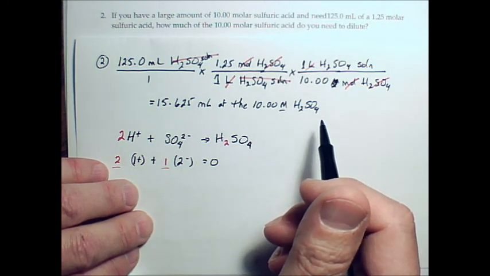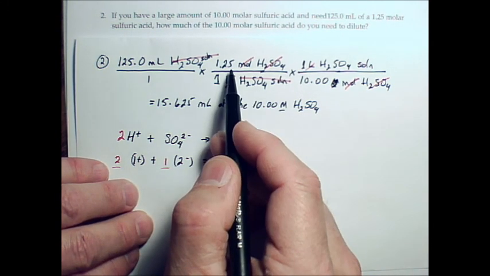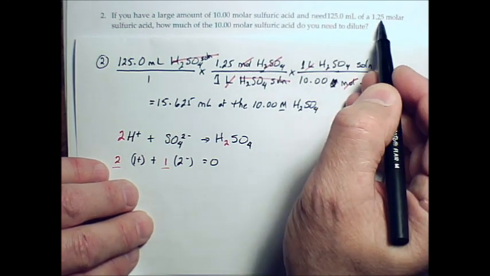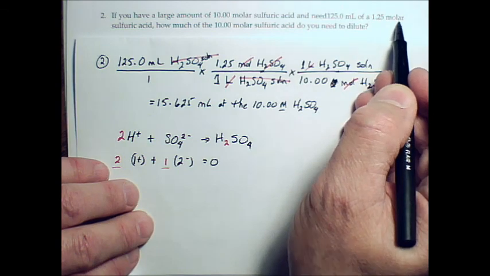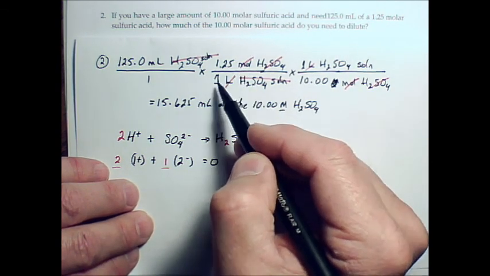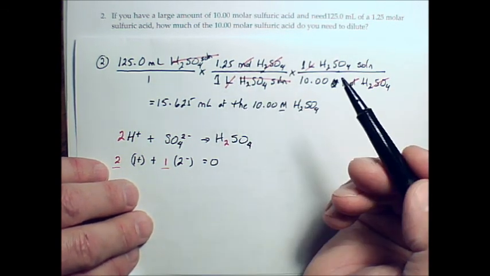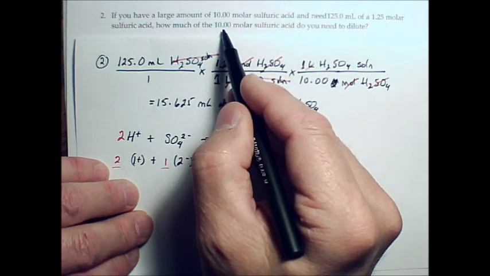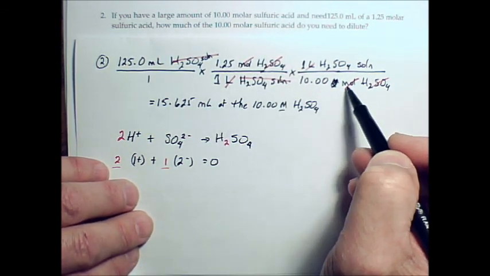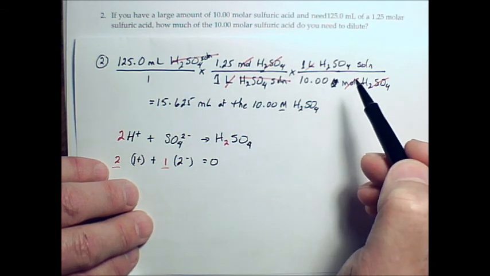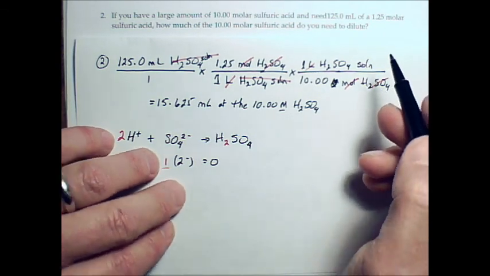And how'd you get this top number? Right there. 1.25 molar is 1.25 moles per liter. Okay, and then where did you get the 10? From right here, 10 molar. 10 molar is 10 moles per 1 liter. Okay, sounds good.